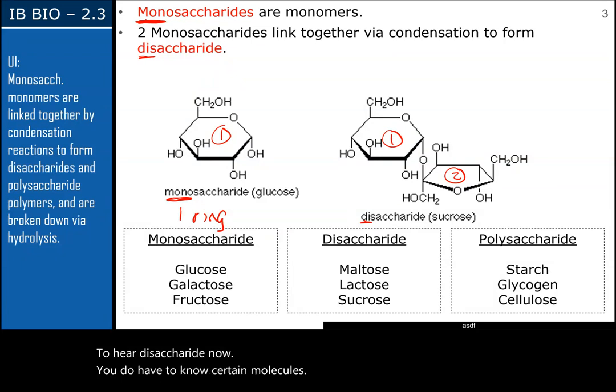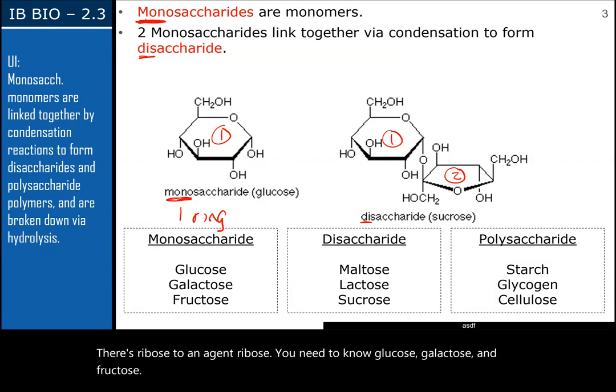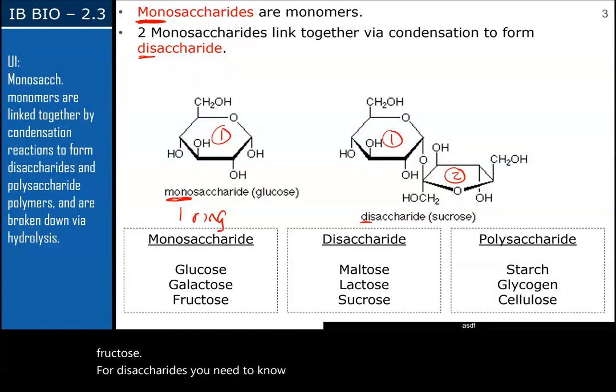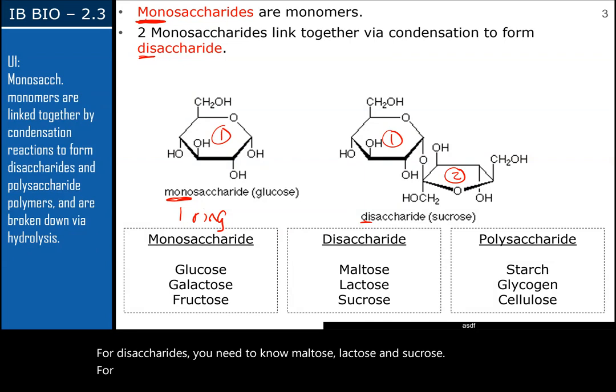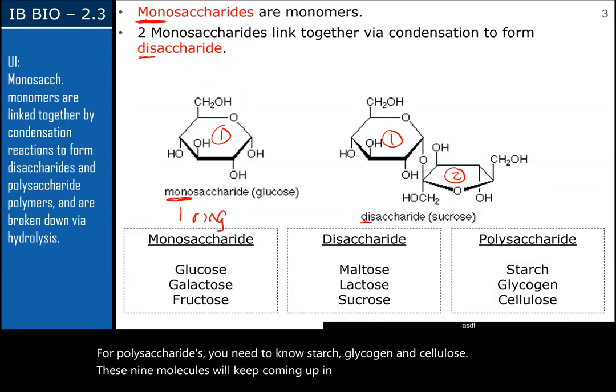Now, you do have to know certain molecules. For this course, the monosaccharides that you need to know, well, there's more than 3, but there's ribose too. In addition to ribose, you need to know glucose, galactose, and fructose. For disaccharides, you need to know maltose, lactose, and sucrose. For polysaccharides, you need to know starch, glycogen, and cellulose. These 9 molecules will keep coming up in our discussions throughout the next 2 years.